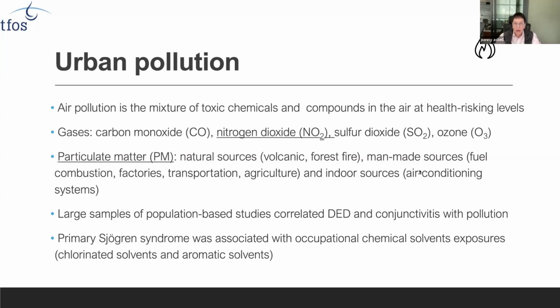We look at a couple of things: carbon monoxide, nitrogen dioxide, sulfur dioxide, and ozone. A common way of measuring urban pollution is PM, or particulate matter. This could be from volcanoes, from forest fires, from man-made sources like fuel, factories, agriculture, could be from air conditioning. And so you'll see reports on PM.